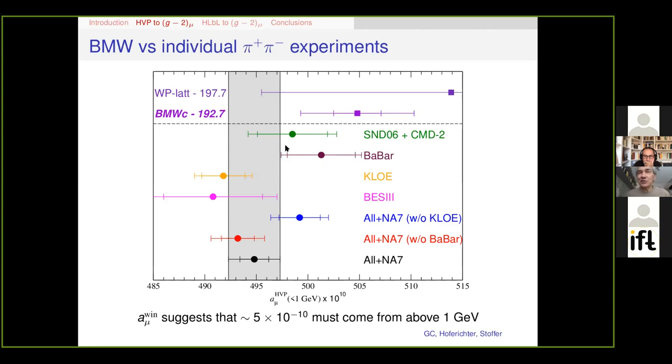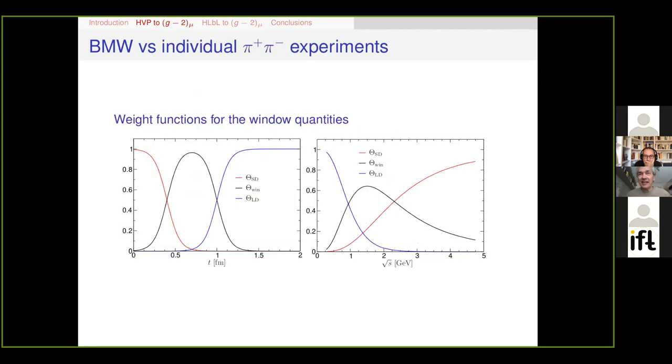And in the end, if you look at the whole picture, it's not such a significant discrepancy with all the others also. But then the problem is what happens with the discrepancy above one GeV, and this will have more impact on the electroweak fit and so on. So this is the current status, and definitely these window quantities, also the other two, are important tools to understand this discrepancy better.